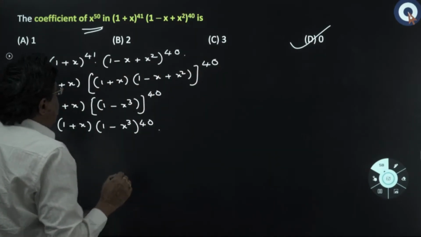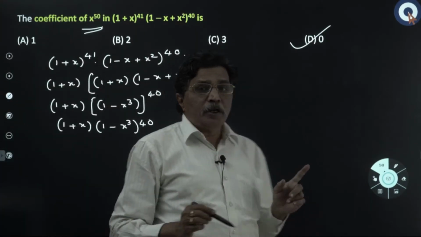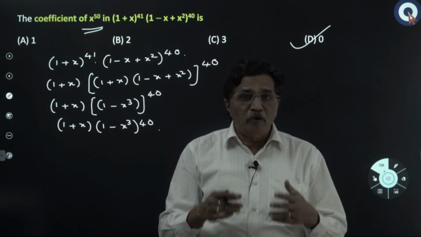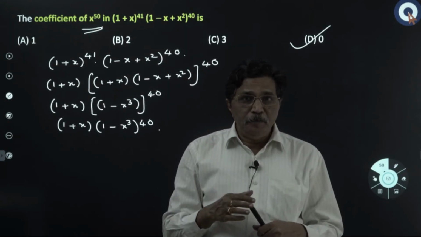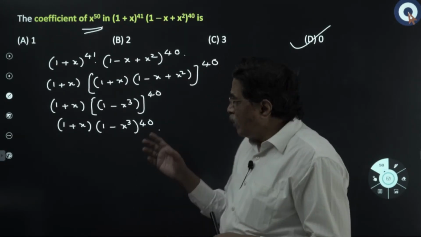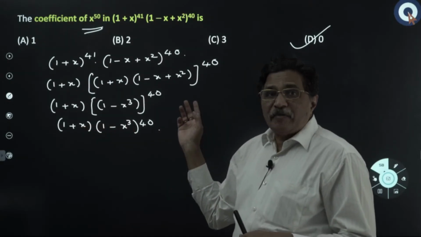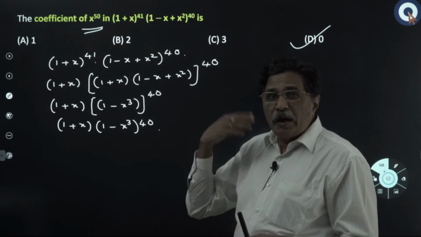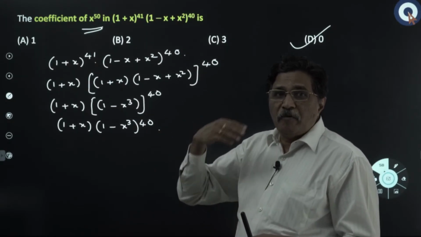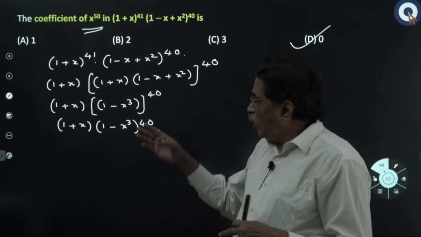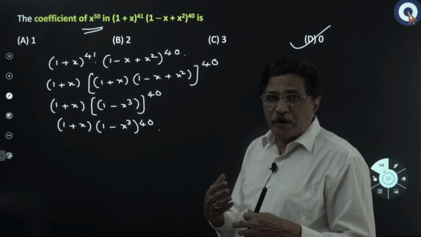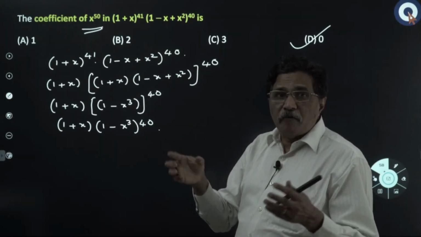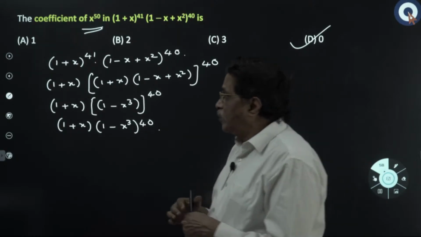I repeat once again, here (1 minus x cube) whole power 40. So, it delivers terms like x cube, x power 6, x power 9, x power 12, etc., of the form 3p. And when those terms are multiplied with 1, they remain that way. And when those terms are multiplied with x, they all become 3k plus 1, of the type x power 3k plus 1. So, either the terms that we get are of the form 3k or 3k plus 1, but x power 50, your 50 is neither of those two. So, therefore, it is not possible to get the coefficient of x to the power 50 from this.